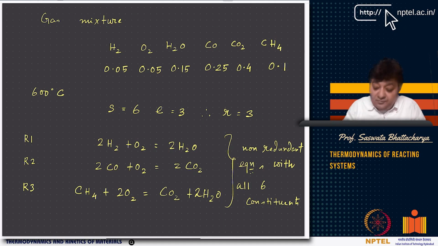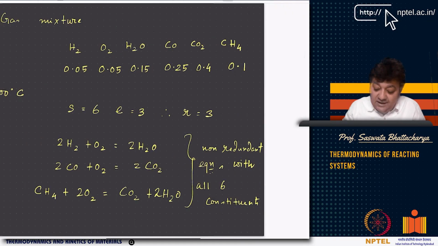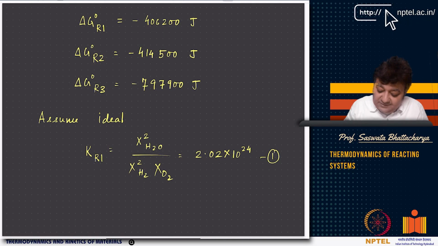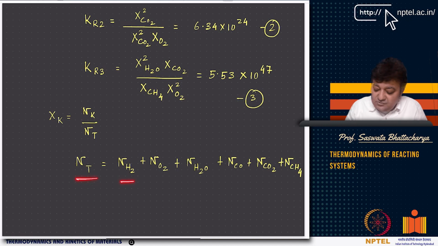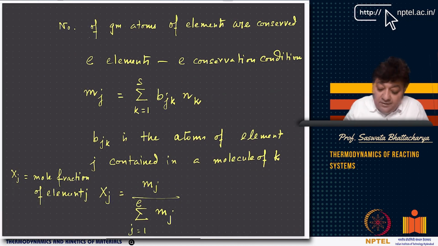However, when you do have multiple reactions, assume ideal and you get the Kr1, and then you can get Kr2 and Kr3, and again Nt is NH2 plus NO2 plus NH2O plus NCO, NCO2 and NCH4. Now one thing you have to understand is that the number of atoms of elements is conserved, right? So instead of Ni, where there was some confusion, I changed the notation to Mj.